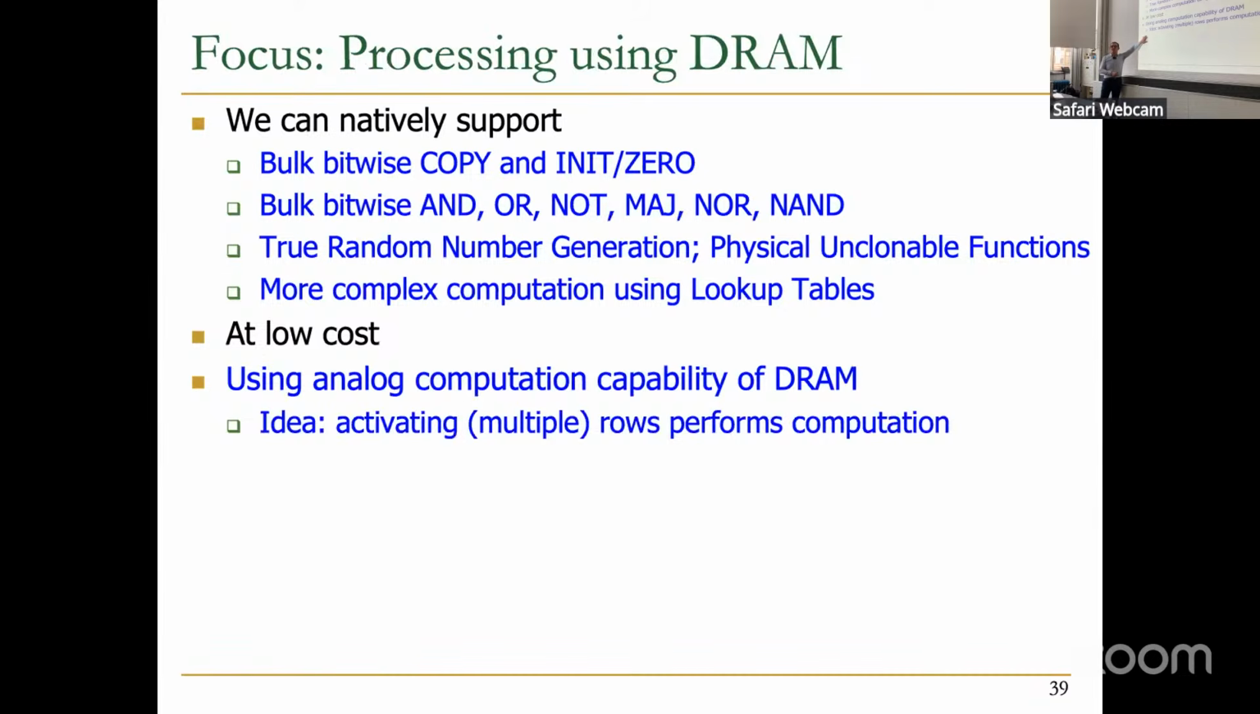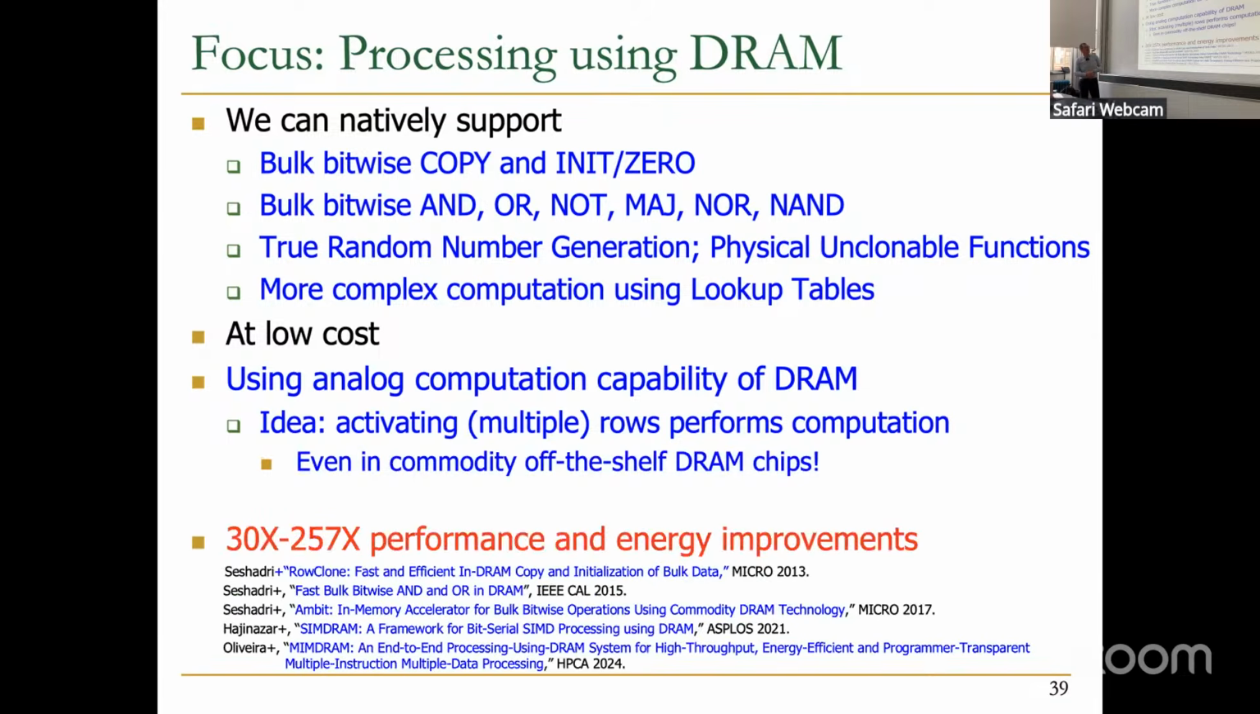If you consecutively activate multiple rows, you do data copy or data initialization. Or if you concurrently activate multiple rows, you perform computation. And this is true even in commodity off-the-shelf DRAM chips. And we saw some examples.